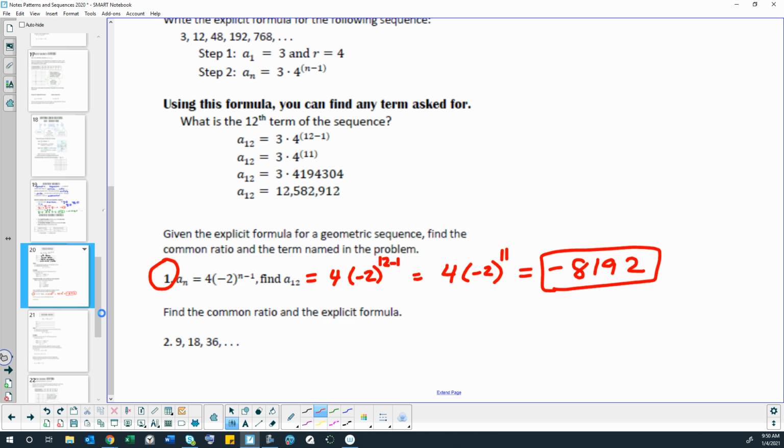So I don't want to cause you too much to do here this last week, this first week of January and kind of last week of the quarter. But what would we multiply by on this problem to get the next number? What would R be? What is R? 9 times what is 18? 18 times what is 36?